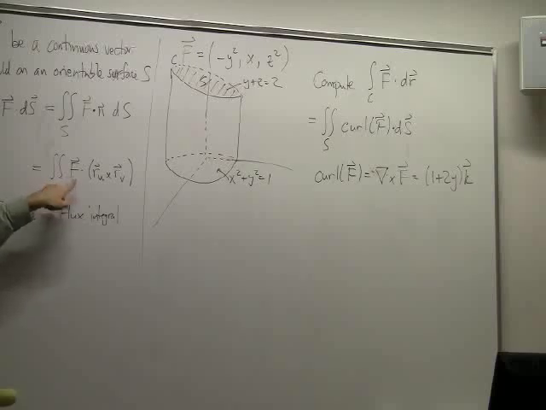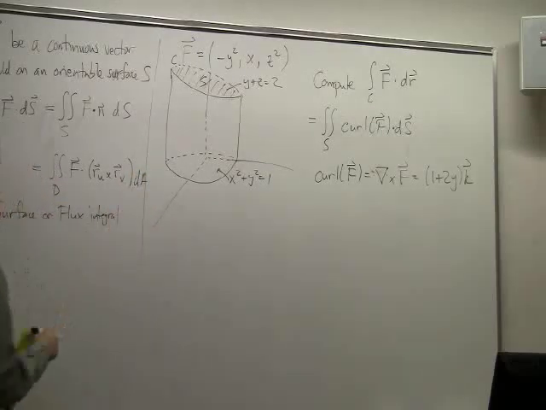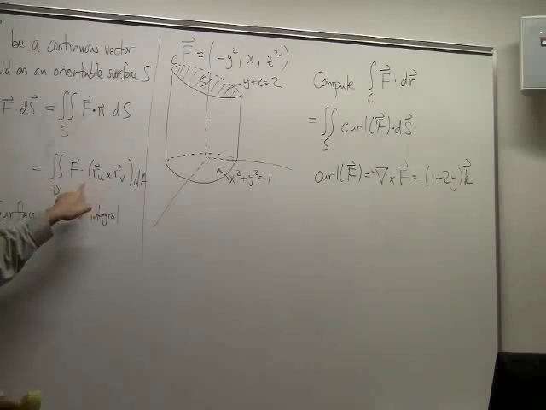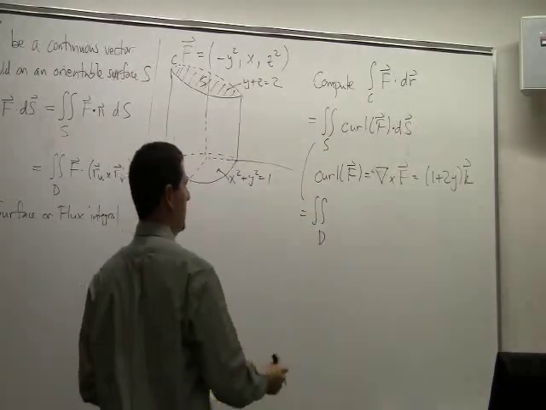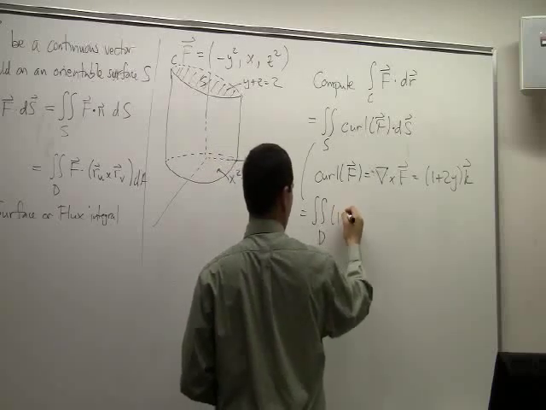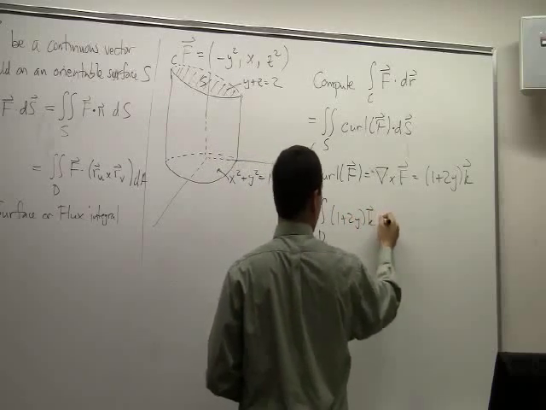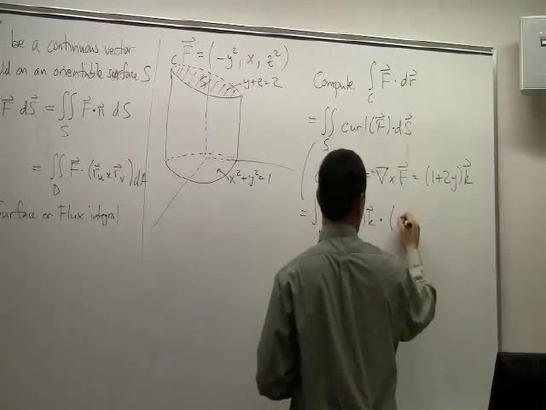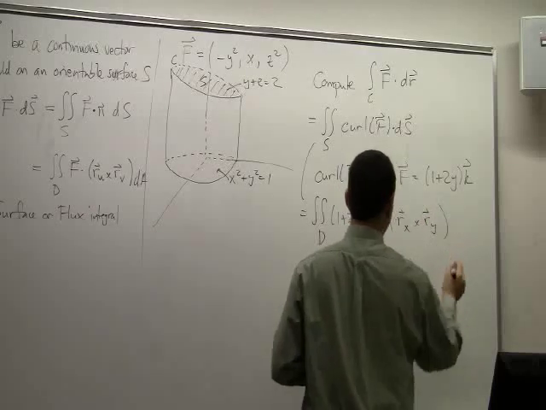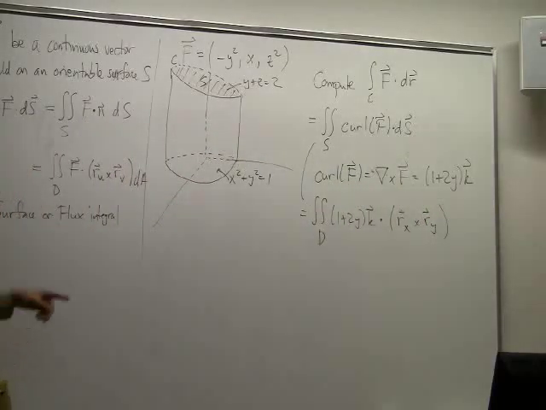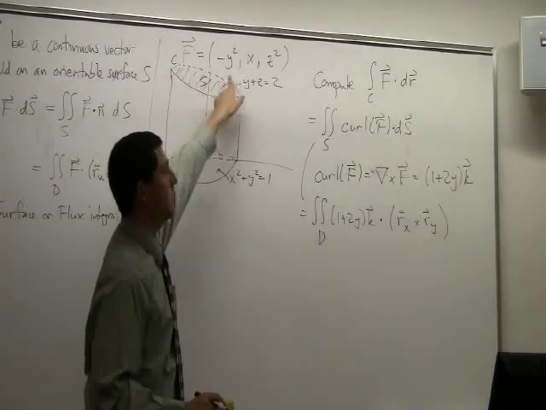Now, we saw over here that if you want to compute the surface integral, you can also compute it as a double integral. There's a missing dA. Okay, so we're going to use this right here. So this is going to equal a double integral over D of the dot product of (1 plus 2y)k with r_x cross r_y. Okay, so r is what's parameterizing the surface.